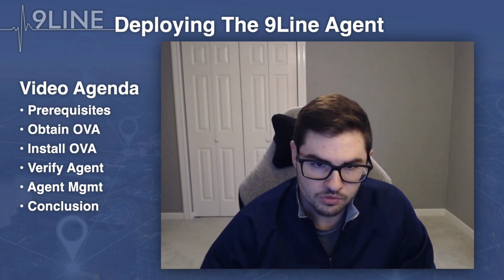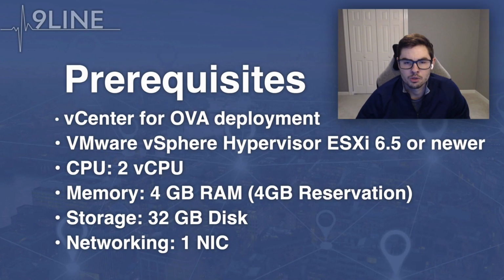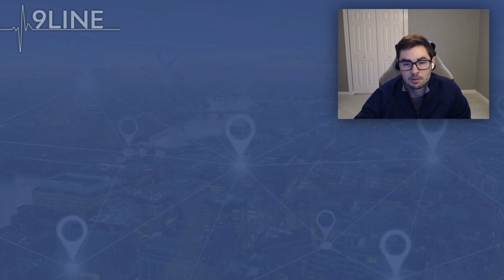As far as prerequisites go, the following is required for deployment of the Nyline provided OVA template: vCenter for OVA deployment, VMware vSphere Hypervisor ESXi 6.5 or newer, CPU of 2 vCPU, memory of 4 gigabytes of RAM, storage of 32 gigabytes on the disk, and networking of 1 NIC. Also note, direct deployment of the OVA is not supported on an ESXi host. If you do not have a vCenter managing your environment, you'll need to deploy a trial version of vCenter temporarily to deploy the Nyline OVA template.